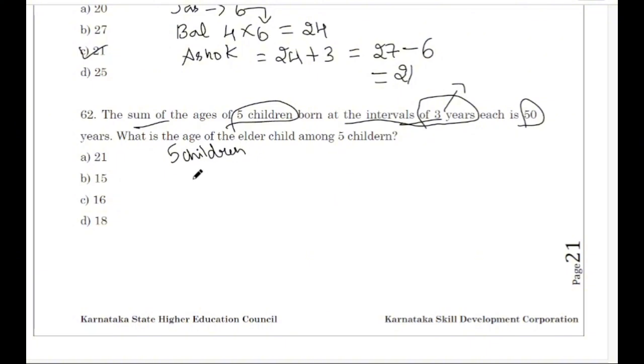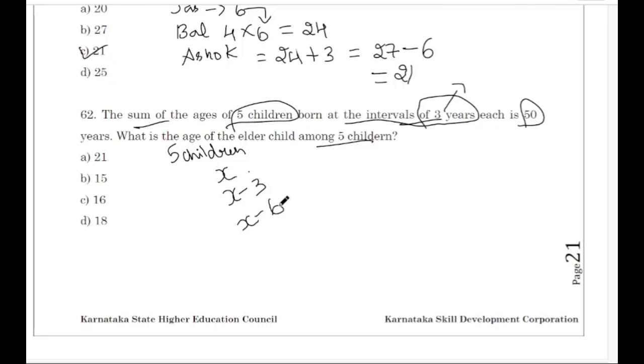So, think that, what is the age of the elder child among the 5 children? We have to see. Think that the elder child is born at X. The second child, X minus 3, because it is after 3 years. And the third child will be born after 6 years, because 3 plus 3.